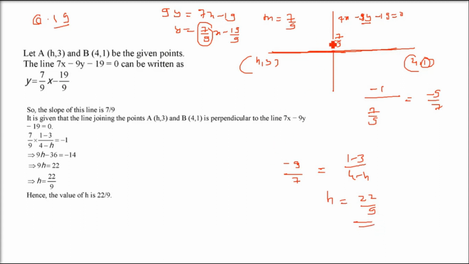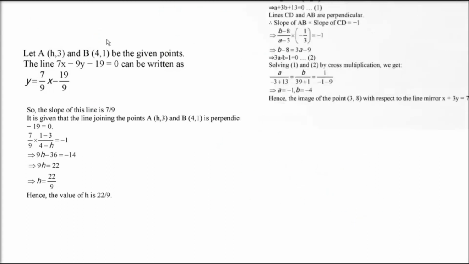Now you can do another thing also. You can take the slope 7 by 9 and multiply it with the slope of this line, which is (1 minus 3) by (4 minus h), and this equals minus 1. The same thing is going to come. Exactly the same thing, h will come as 22 by 9.